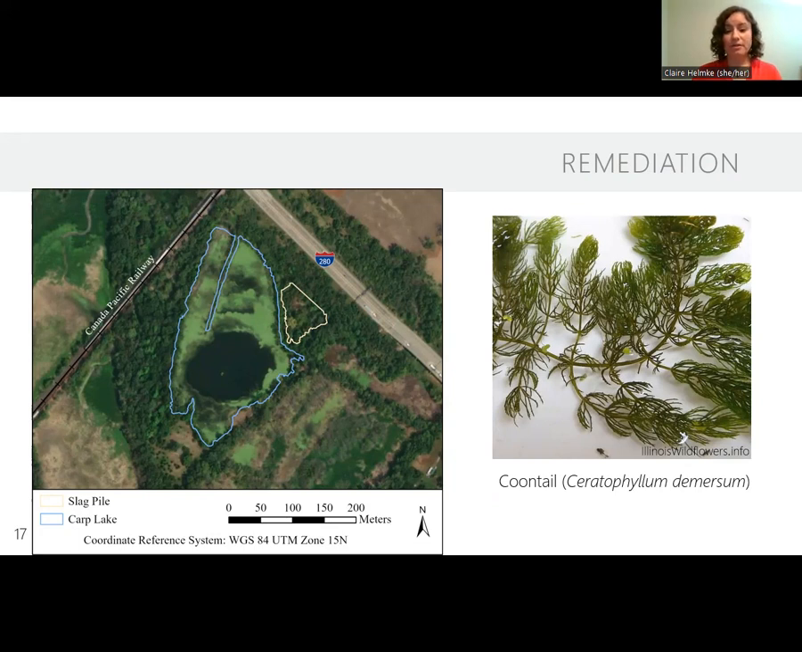This will require figuring out the best timing for removal, as well as estimating the amount of time that will be needed to reduce the metal concentrations within the lake.